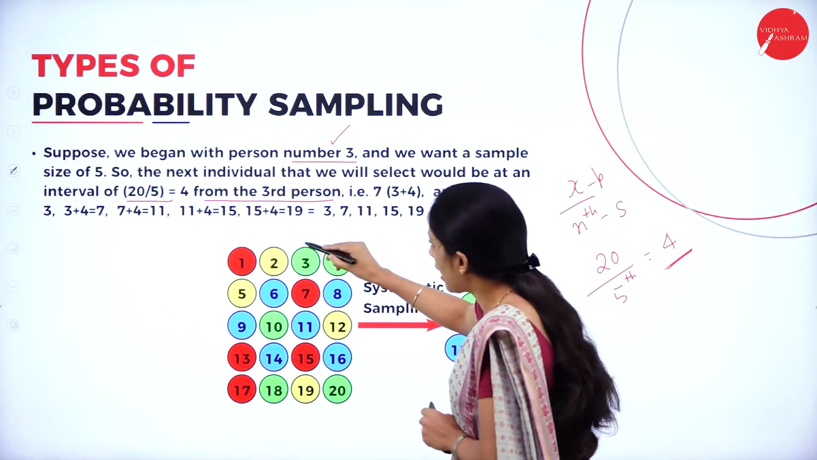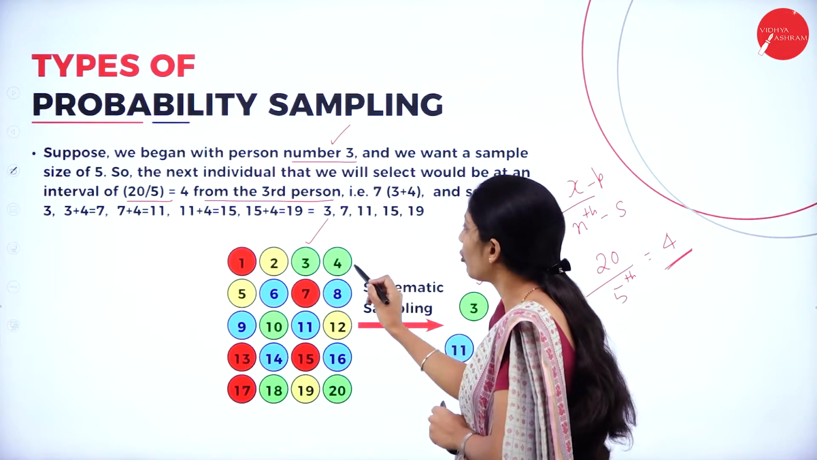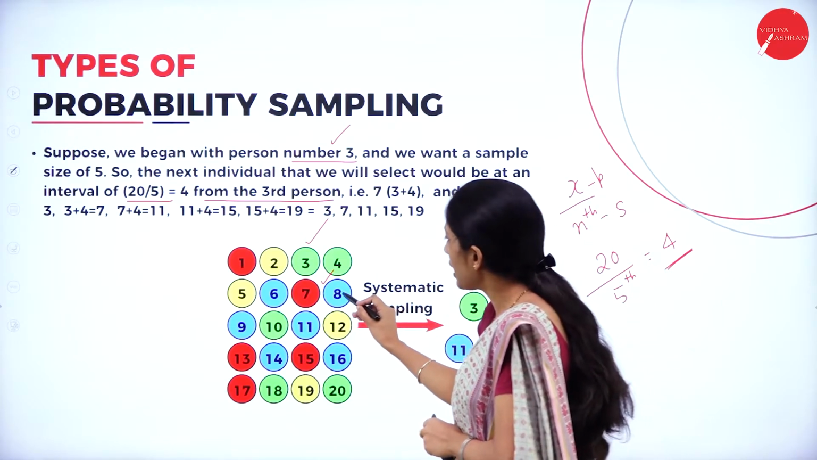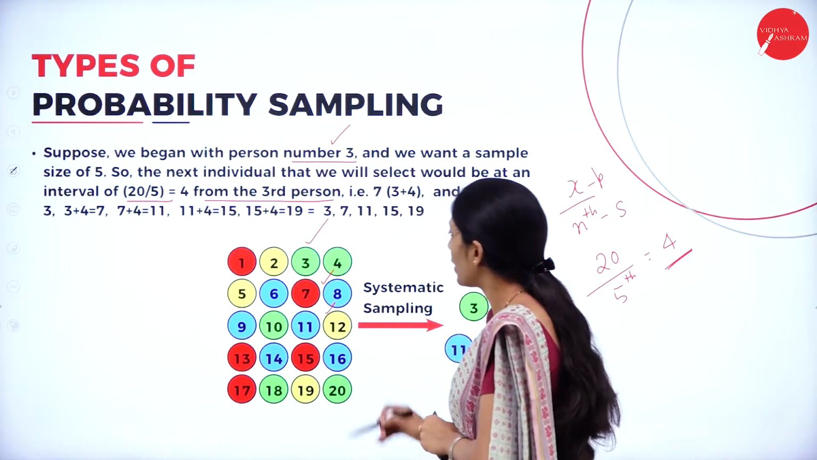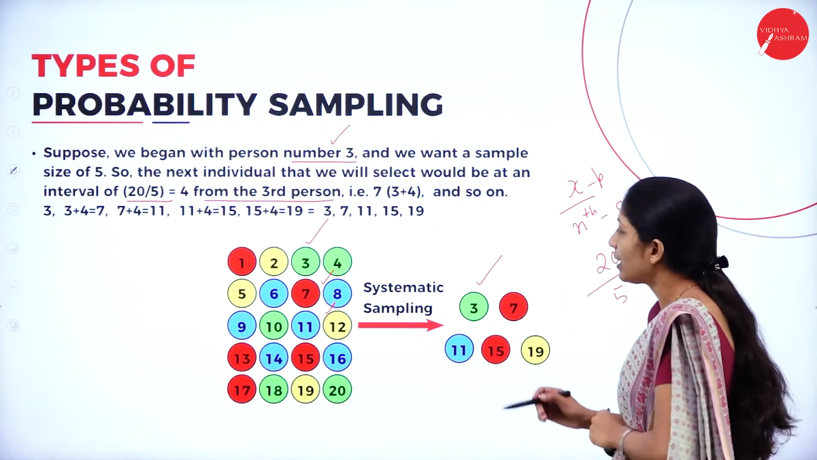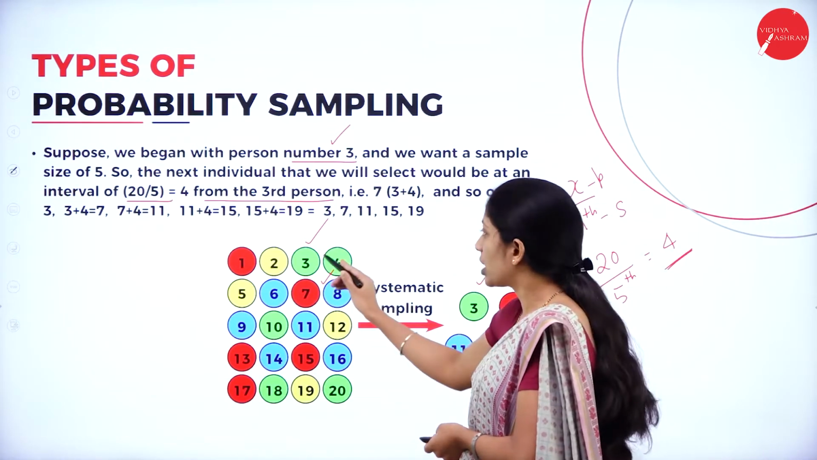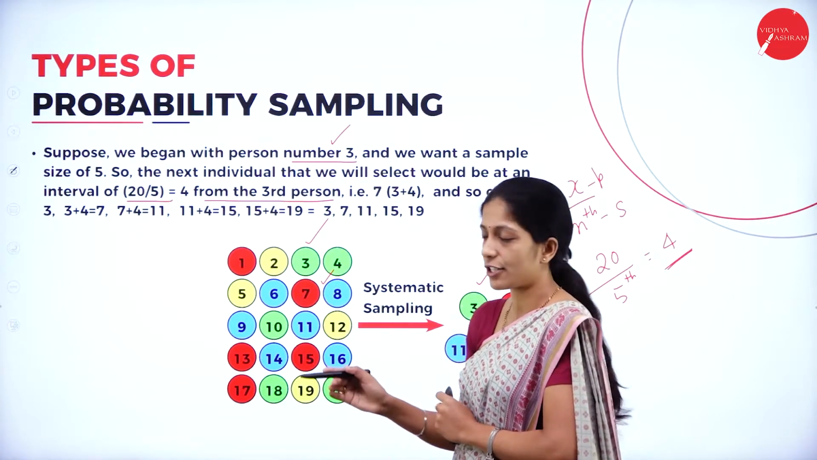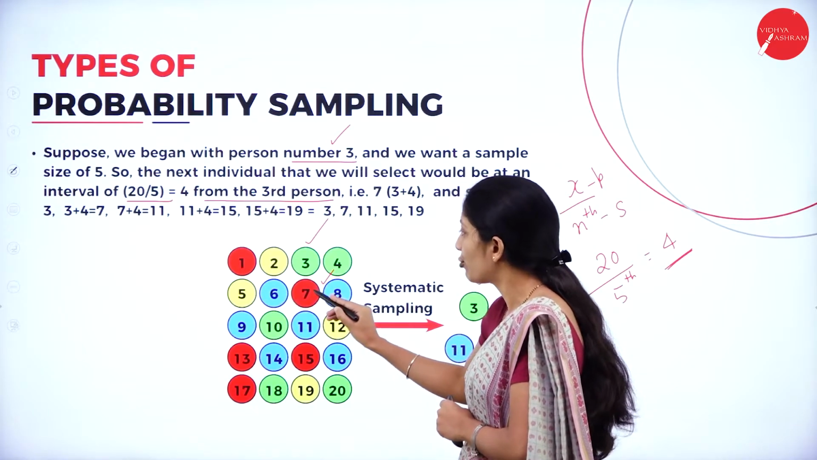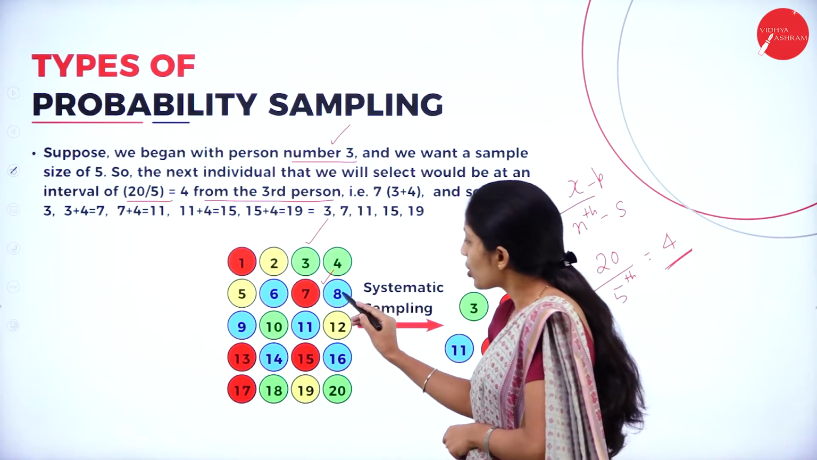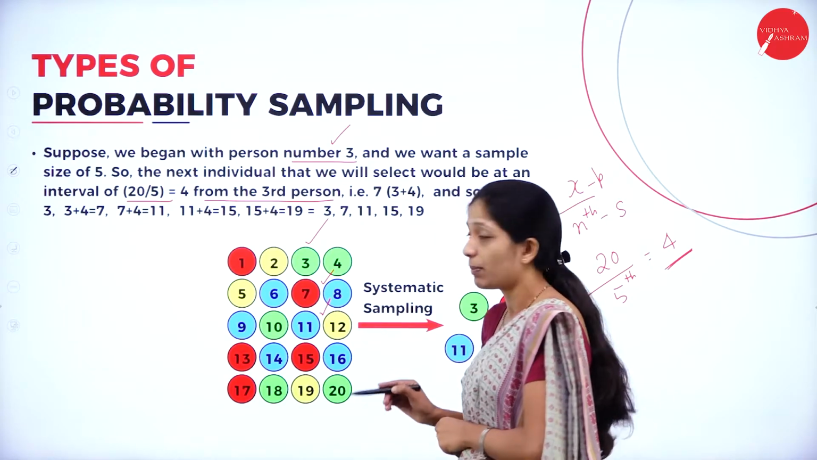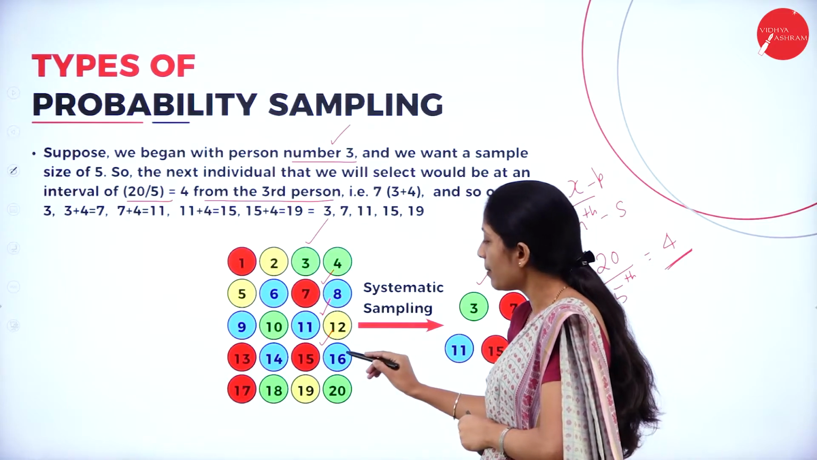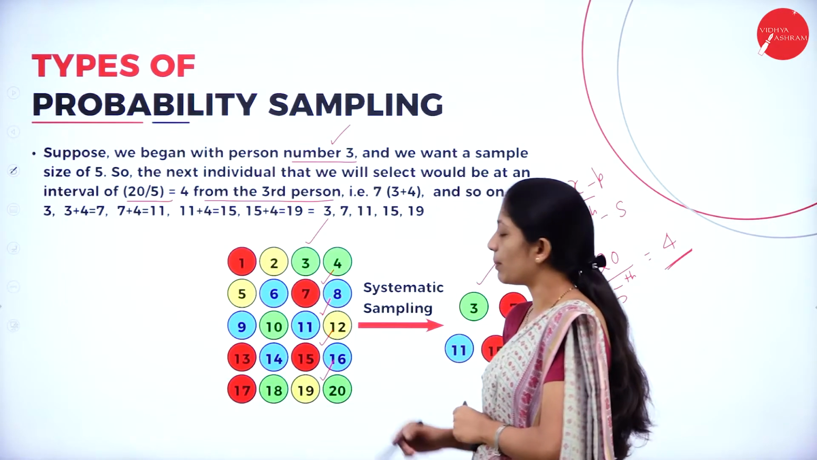I have selected 3 randomly. Next will be the fourth person: 1, 2, 3, 4. The 7th person will be the next one. After that, 8, 9, 10, 11. So, the 11th one will be the next person. So, like that. The first one I have selected randomly is 3. After that, I am going to take 4, that is 20 divided by 5. That is 1, 2, 3, 4. The 7th will be the next person. Next, 1, 2, 3, 4. The 11th one will be the next person. 1, 2, 3, 4. The 15th will be the next person. 1, 2, 3, 4. The 19th will be the next person.